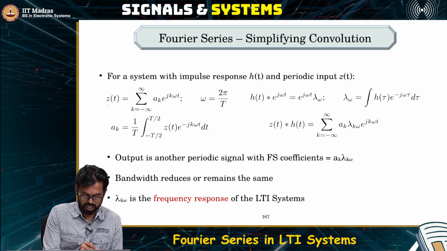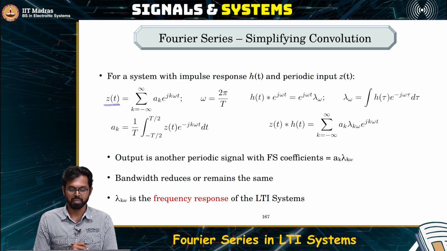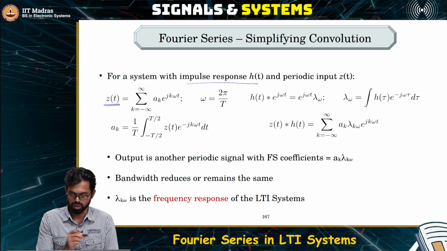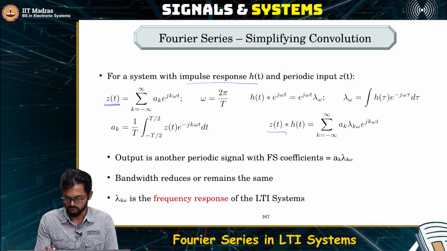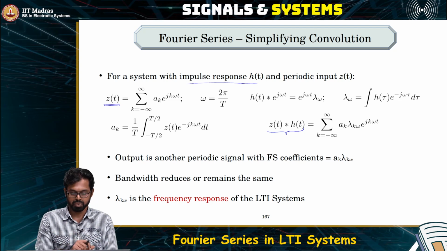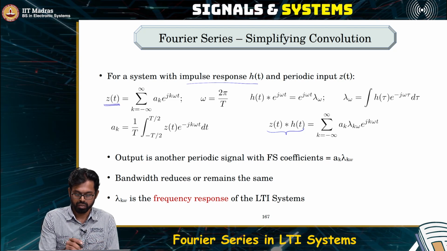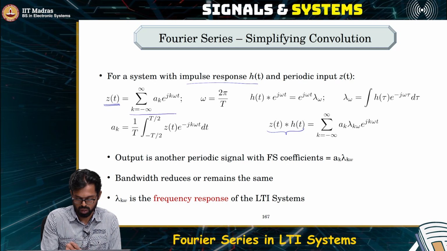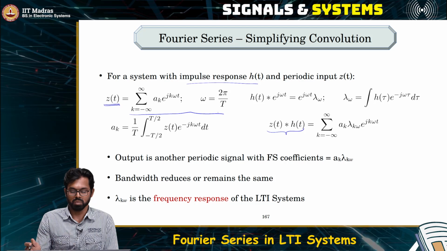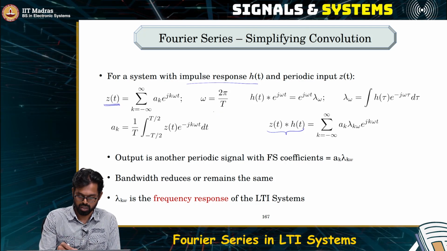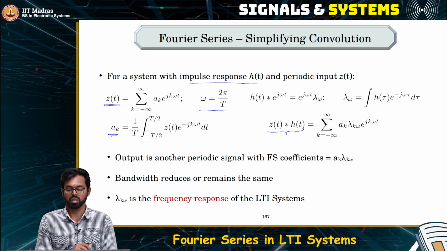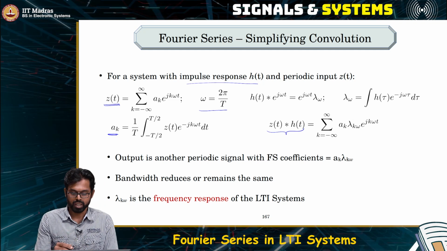Given any signal, let's say we are given a signal z of t, and we are feeding this to an LTI system whose impulse response is h of t, we want to find its output, which is this convolution operation. And from all the analysis we did so far, we know how to decompose the given periodic signal into its harmonics with some fundamental frequency, and we know how to find the coefficients of these harmonics. That is what Fourier series tells us.